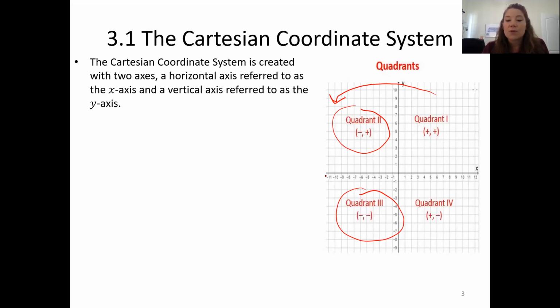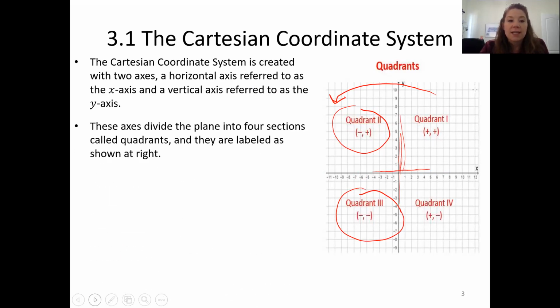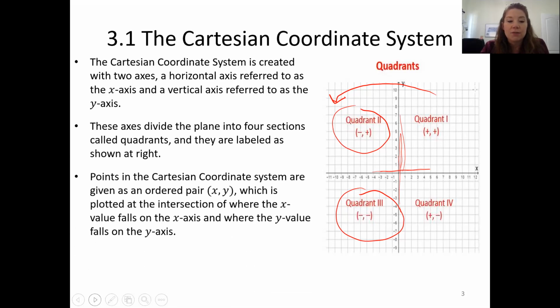Okay. Then of course we have our horizontal axis. So the horizontal axis is the x-axis, and then the y-axis is the vertical axis. So hopefully you probably remember all that from high school back in the day. All right, so let's see what else we need to know. It says these axes, the x and y axes, divide the plane into 4 sections called quadrants, and they're labeled there on the screen for you.